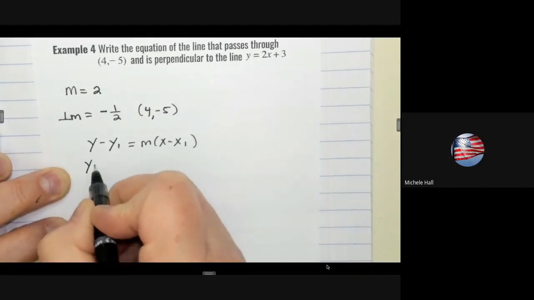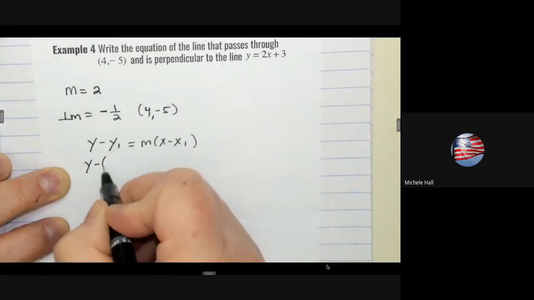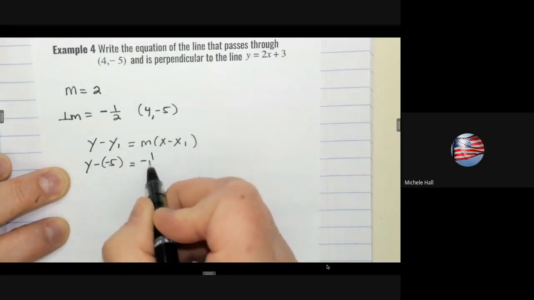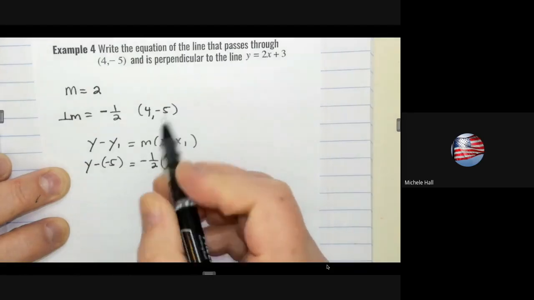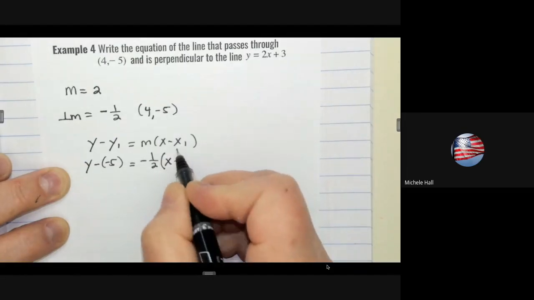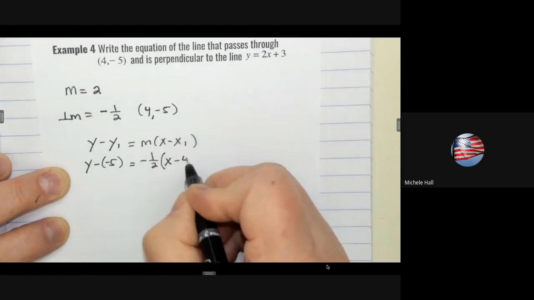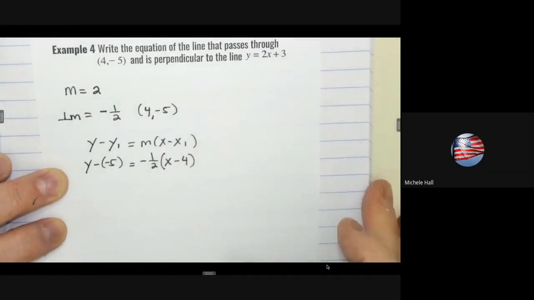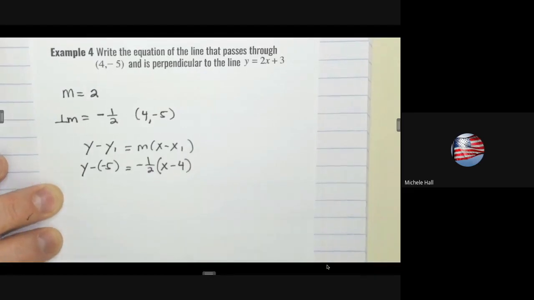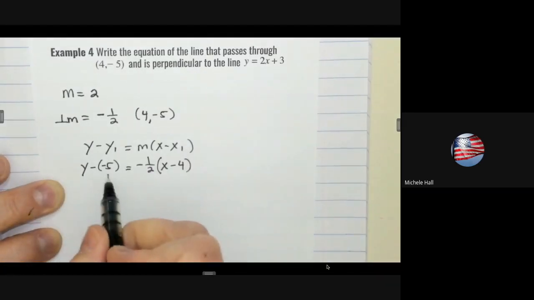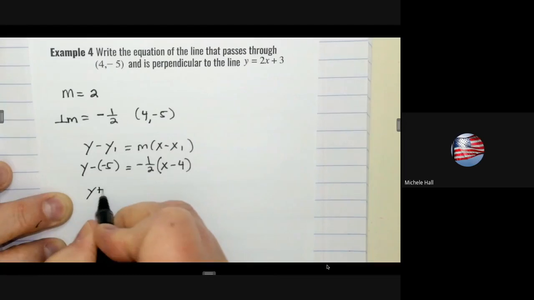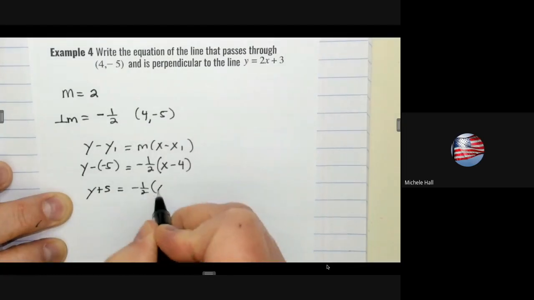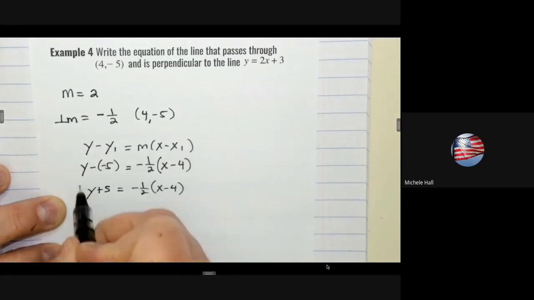So y minus -5 equals my perpendicular slope of -1/2 times (x minus x1, which is 4). Write an equation of a line. Okay, they will not tell me what kind, so I can leave it in point-slope form, but I need to clean up those double negatives. y + 5 = -1/2 (x - 4). Final answer.